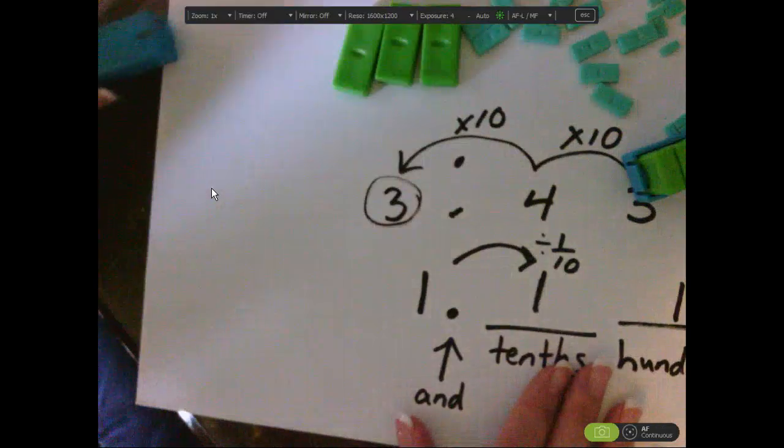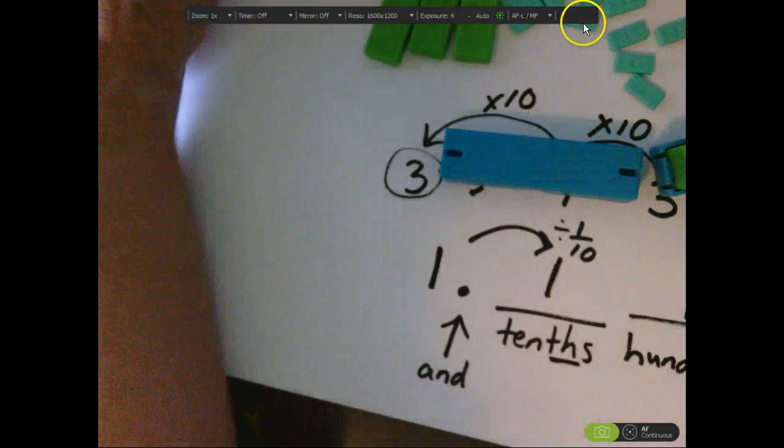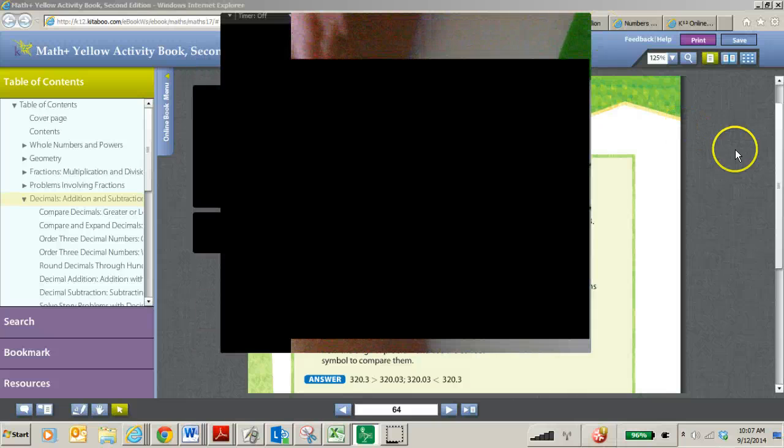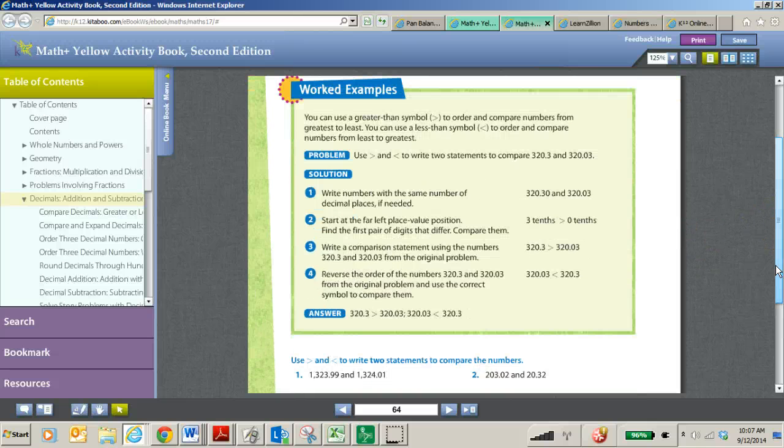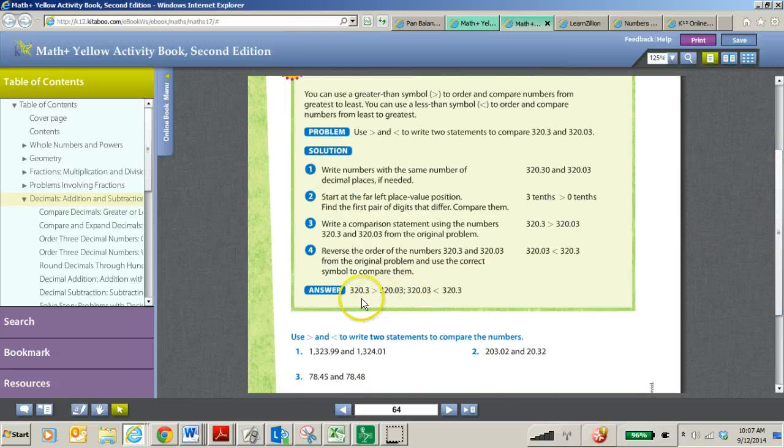So let's go ahead and head back to the student guide, and let's take a peek at comparing numbers. Now, when you compare decimals, it's just like comparing whole numbers. You have to think about the place of each digit. What I always like to do, especially when numbers are written in a row, is line them up one on top of each other.